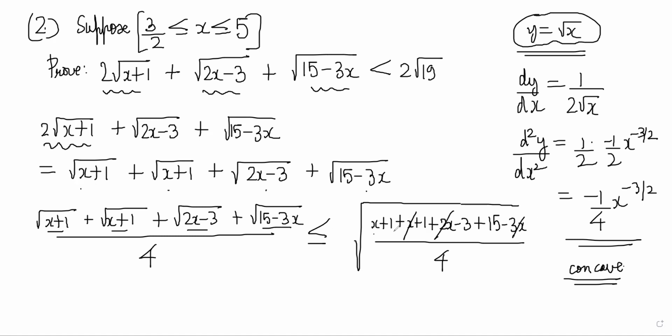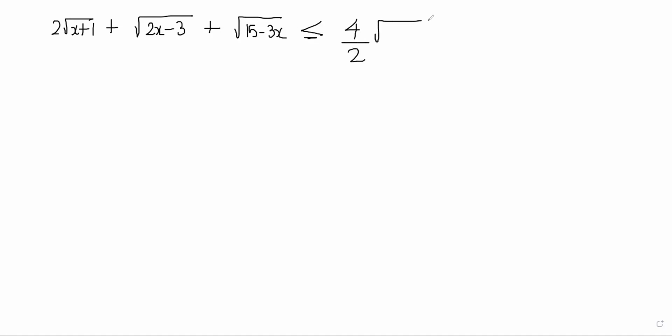So when you add this up, what you will get is 2x and x gets cancelled with the 3x, and you have x plus 2 minus 3, so minus 1 plus 15. So this is 14 plus x. So what you end up getting is root over 14 plus x, and half comes out, is less than or equal to this quantity divided by 4. So I will write it on the next screen. What we eventually get is 2 root over x plus 1 plus root over 2x minus 3 plus root over 15 minus 3x is less than or equal to 4 by 2 root over x plus 14, which is equal to 2 times root over x plus 14, right?